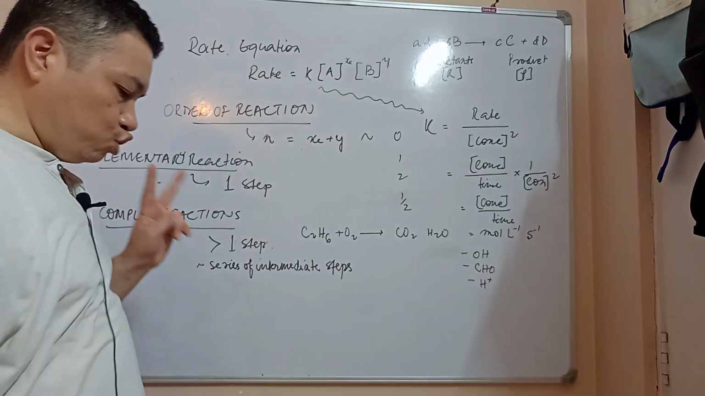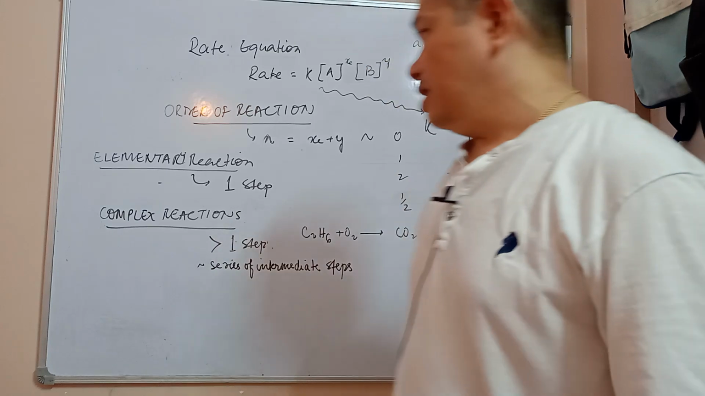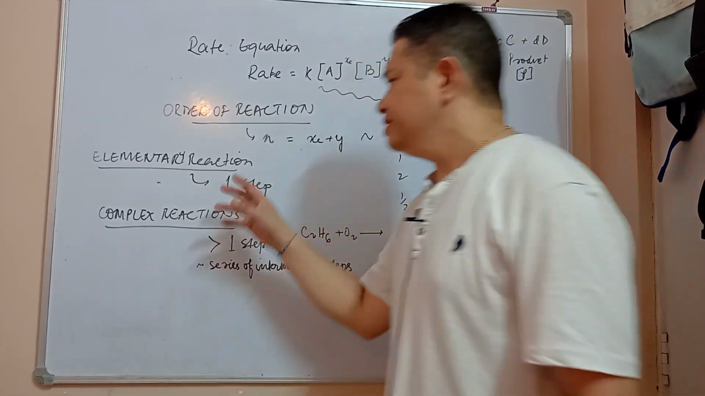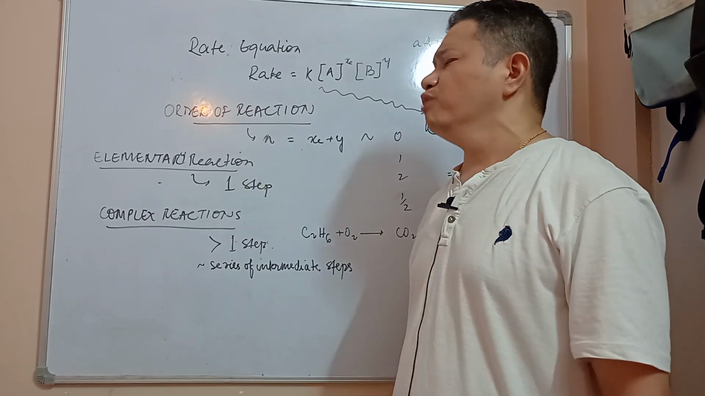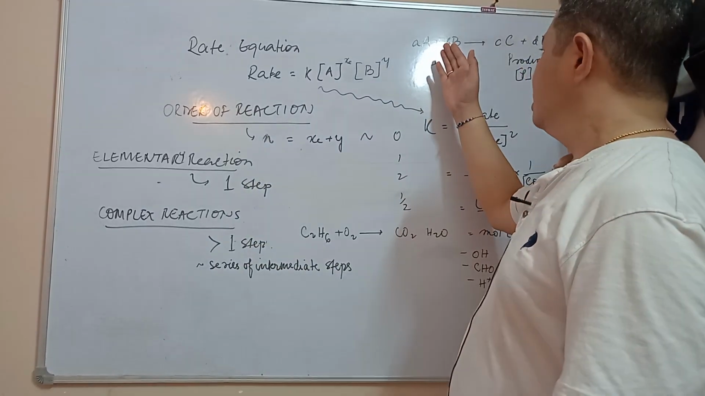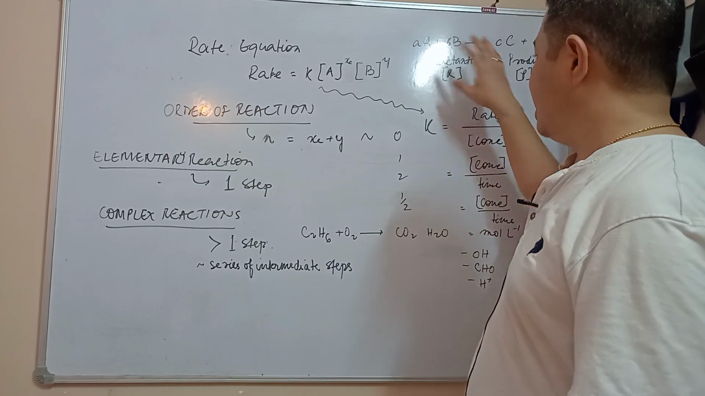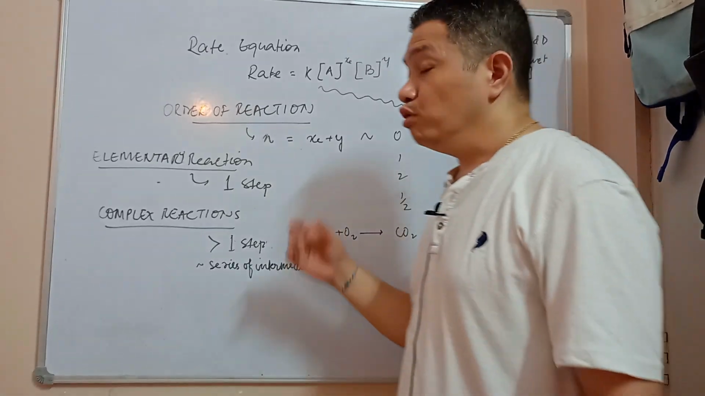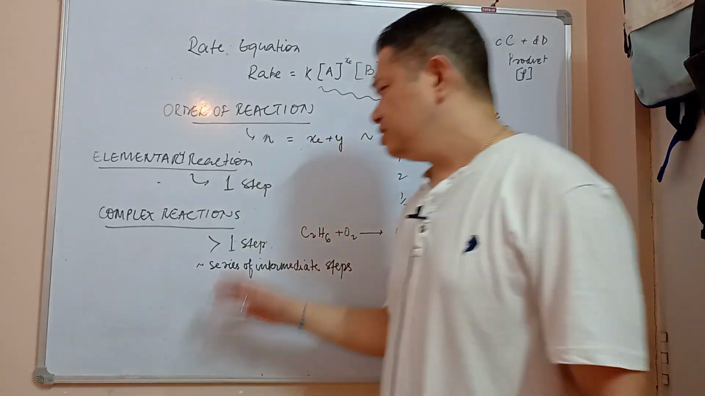Now there are two terms that I want you to understand. यहाँ पे आपको क्या मालूम होना है? Elementary reaction क्या होता है and complex reactions क्या होता है? Elementary reactions are those reactions in which there is only one step. A reaction in which A turns to B, or say reactants turn to product, in only one step, होता है elementary reaction. But most of the reactions are complex reactions in which there are more than one step.